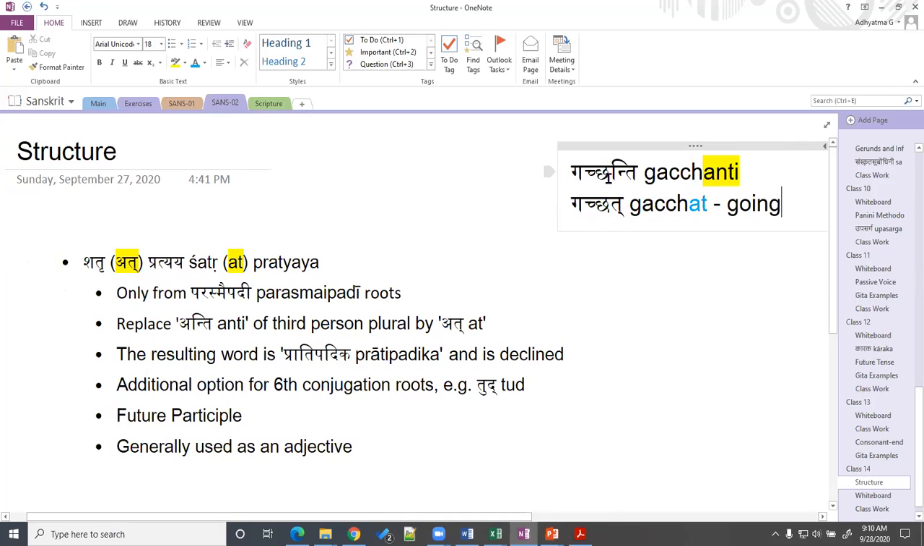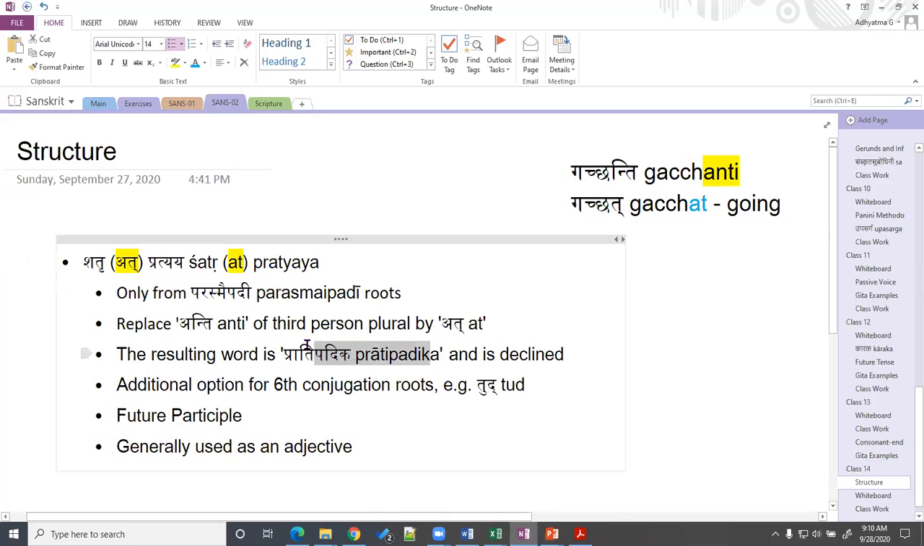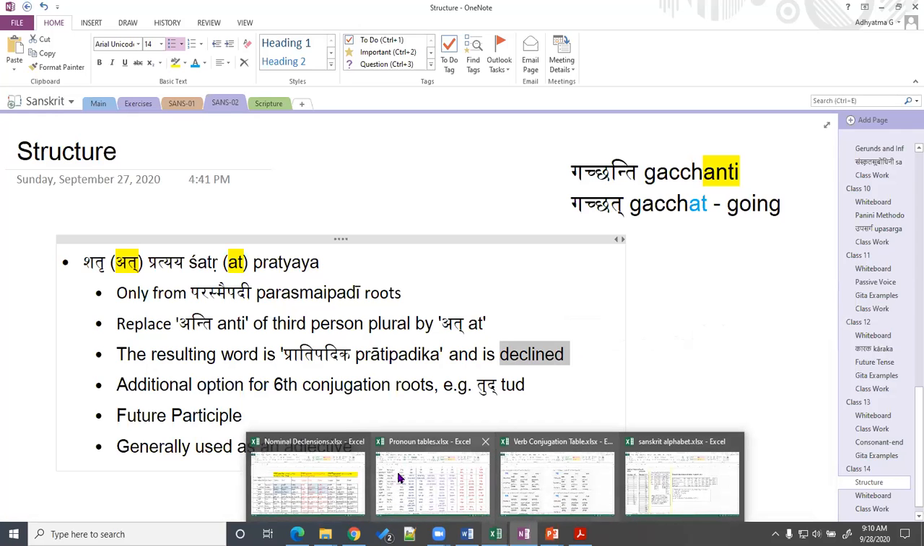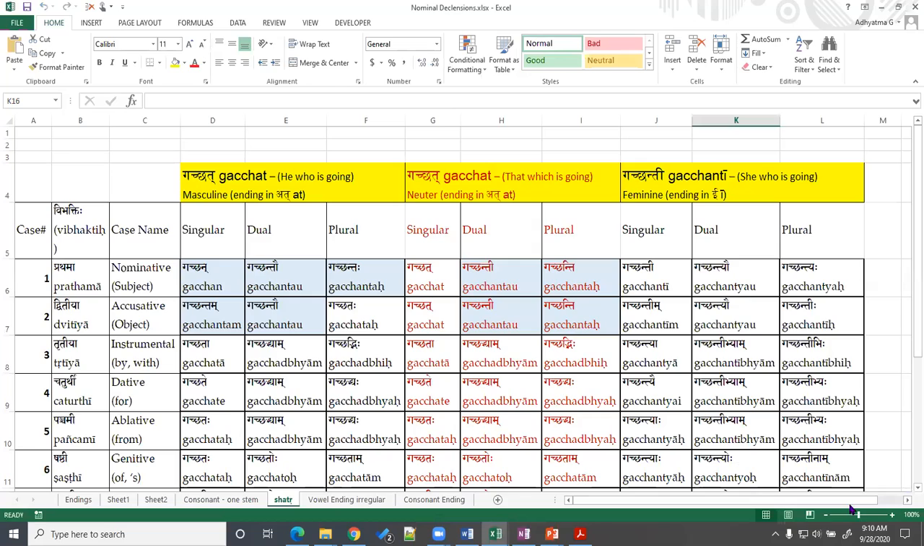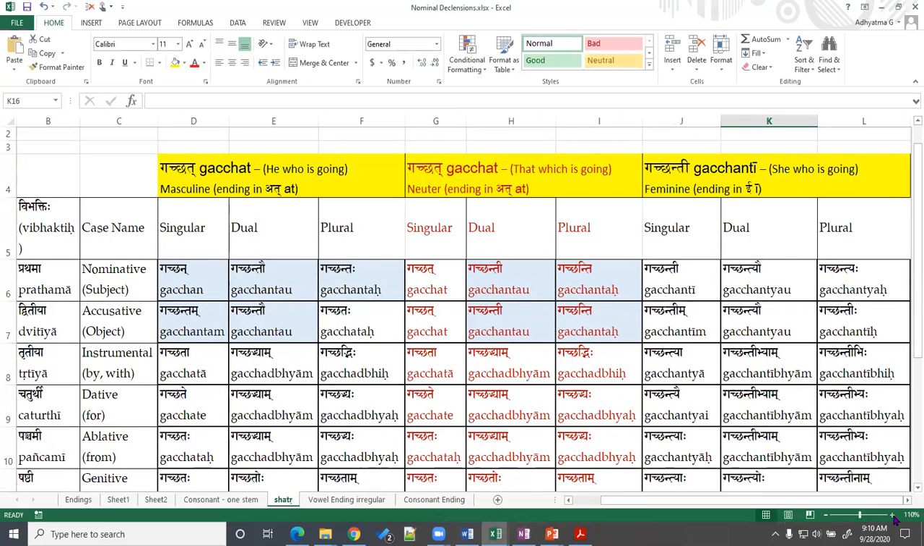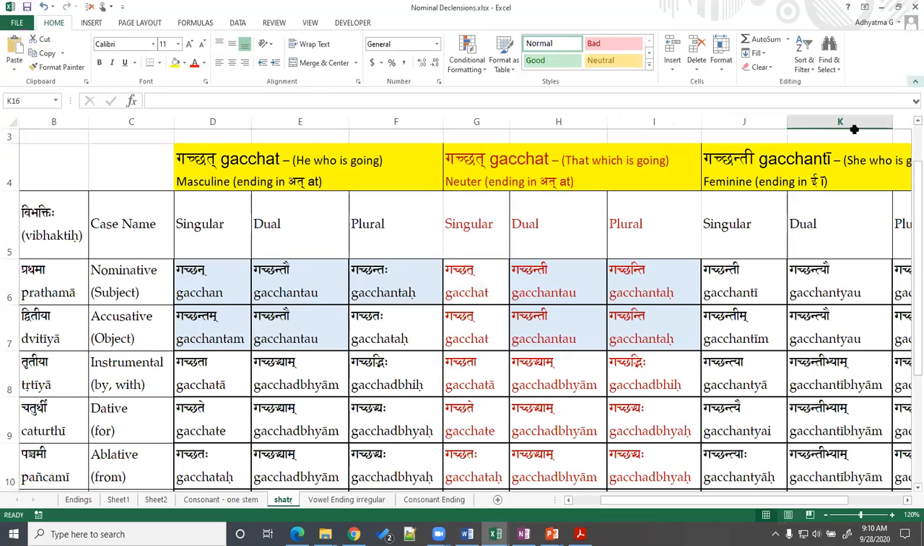This word gachat, it's a pratipadika. It's not a verb. All the participles are nominals. When I say Pratipadika, it means it's a nominal. And that's why it's declined. Decline means it will take the forms of the 7/3 table. So that's how it is declined. So gachat, he who is going, it's a masculine word ending in at.